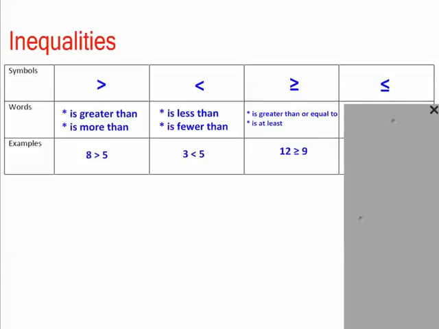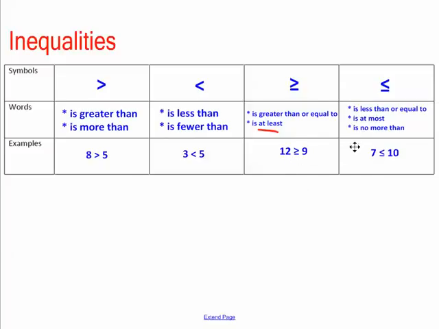All right, so here's where we get this is greater than or equal to. That's really important, or equal to. Some might also say, or it is at least. So that's an important one too. So 12 is greater than or equal to 9. And the last one, this is less than or equal to, or is at most or no more than. All right, so I want you to pause the video and I want you to write down all of this on your notes.